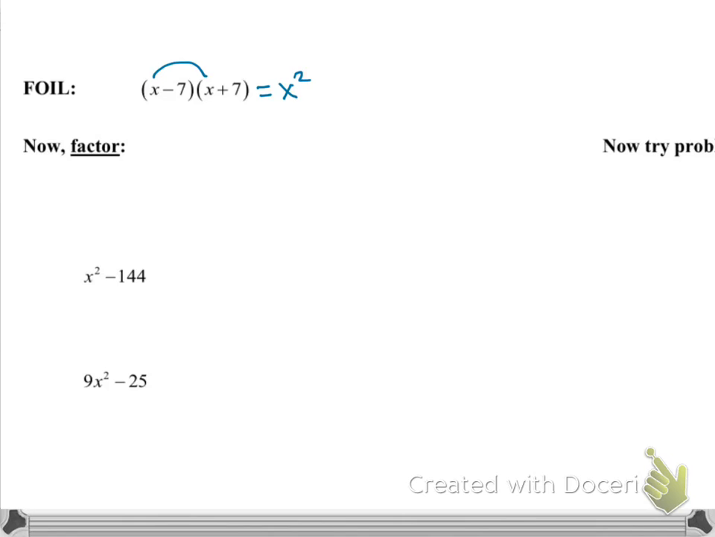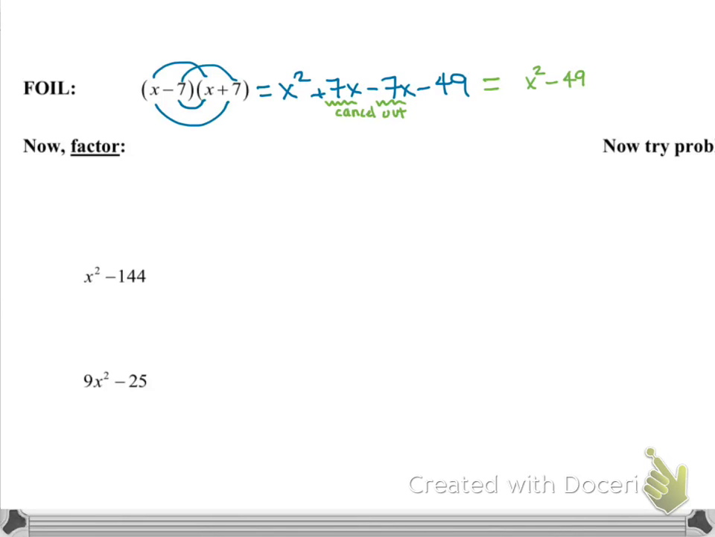So my firsts are going to give me x squared. My outer terms give me positive 7x. My inner terms give me negative 7x. And then my last terms give me negative 49. When we try to combine those outer and inner terms, they just cancel each other out, which means that I would be left with just x squared minus 49.